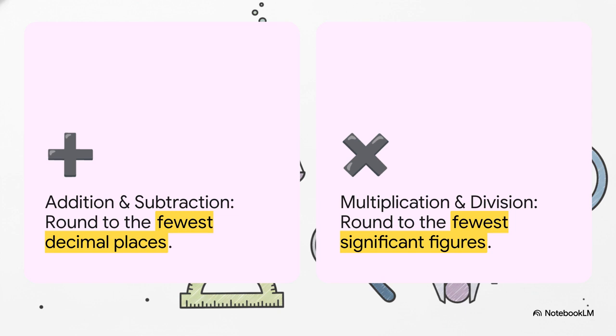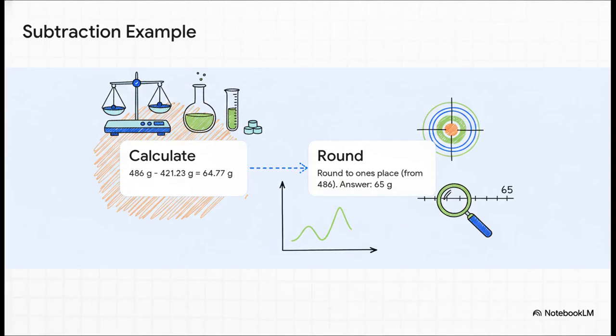For adding and subtracting, it's all about the number of decimal places. Your answer has to be rounded to the same number of decimal places as the measurement with the fewest. Simple. But for multiplying and dividing, you switch gears. You have to look at the total number of significant figures, and you round your answer to match the number with the fewest sig figs. Let's see how this works.